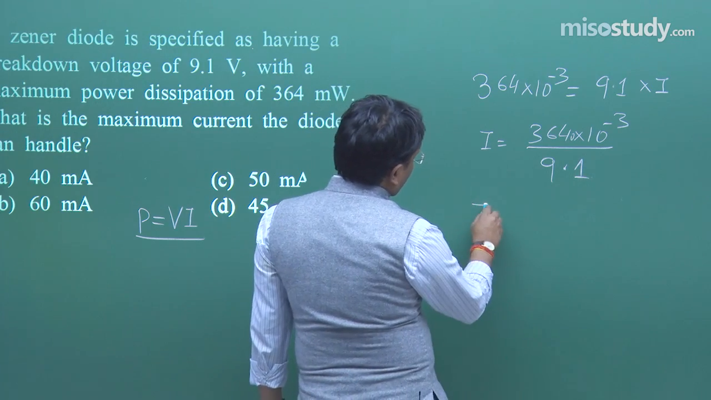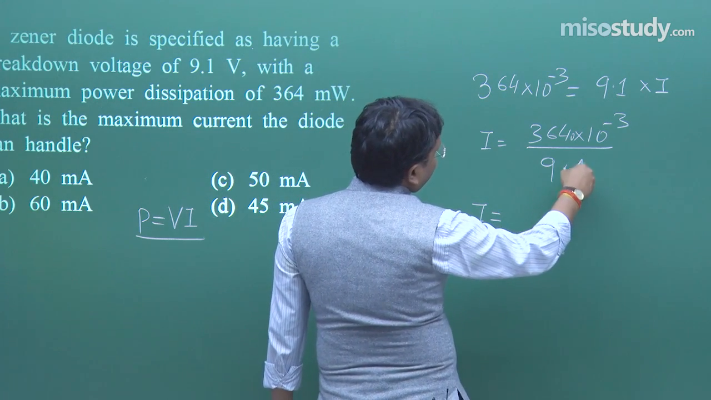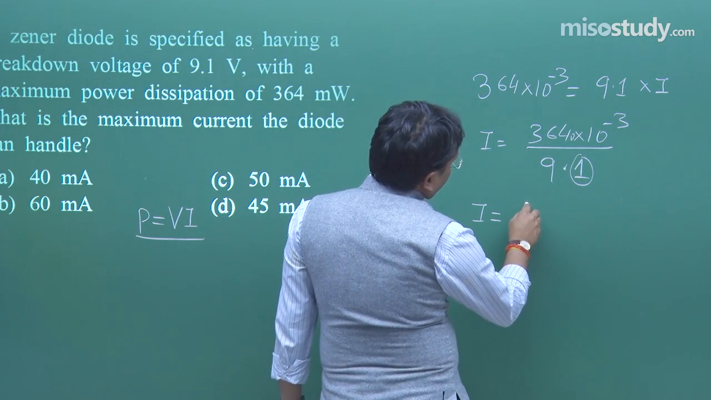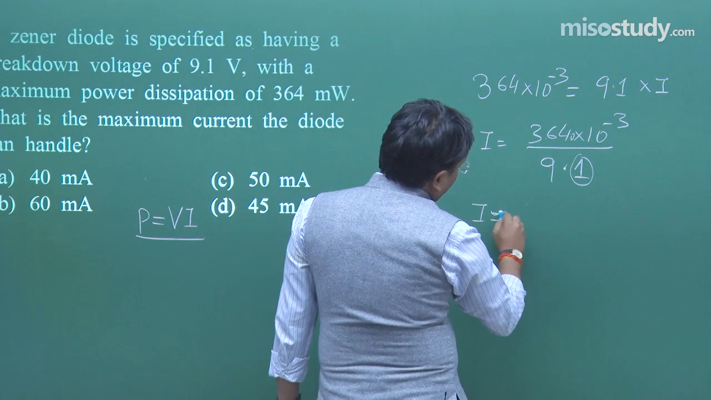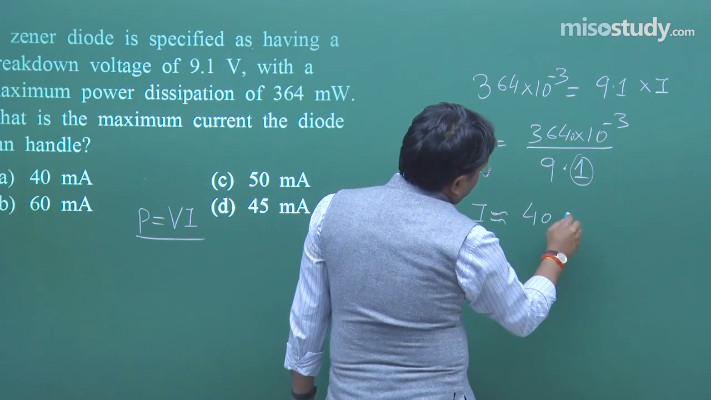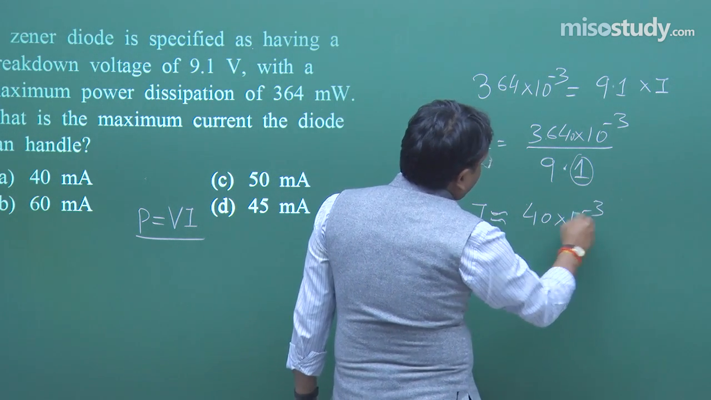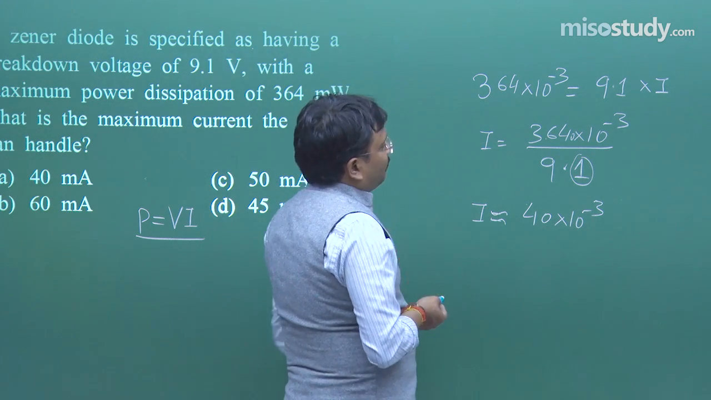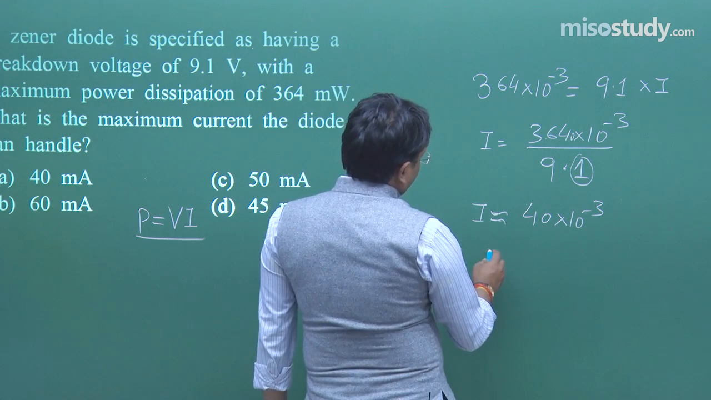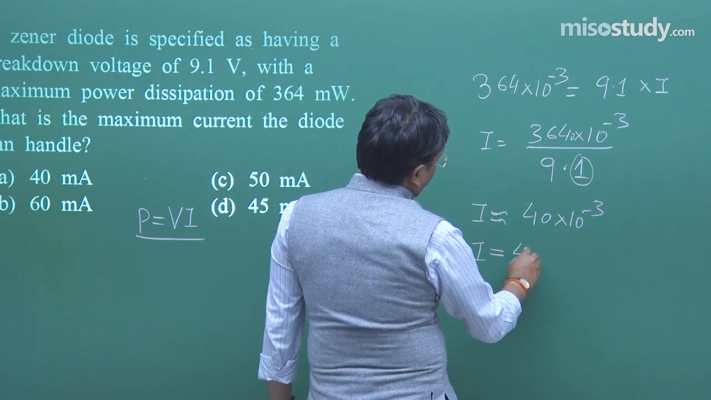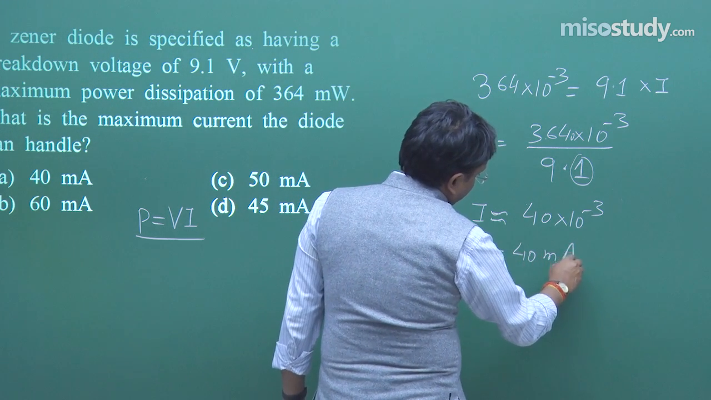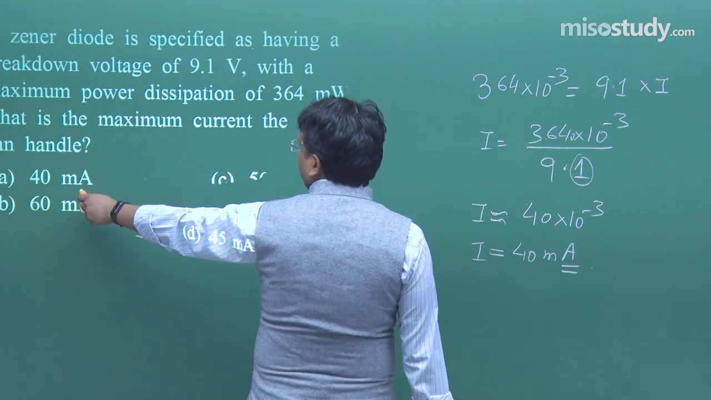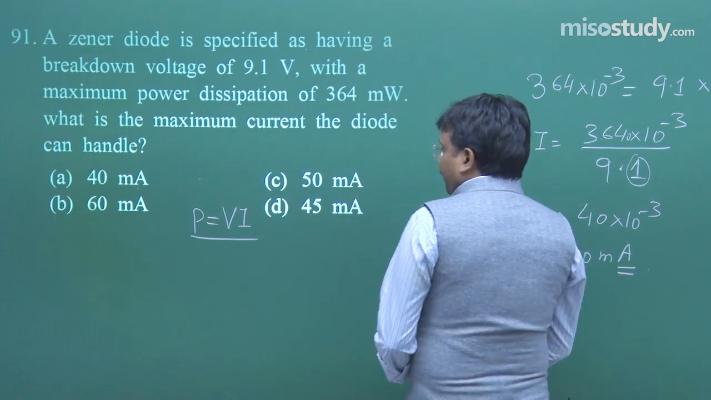So, for solution I can assume that it is 9.0, let us say, fine, and then if you solve, roughly you will get it as 40 into 10 to the power minus 3. Yes, fine, roughly. So, it is going to be how much? 40 milliampere, fine. So, 40 milliampere, that is A is the correct option for this particular question.